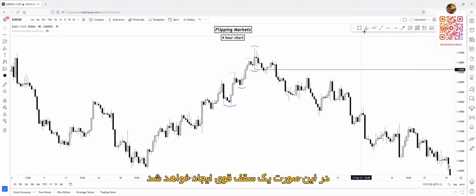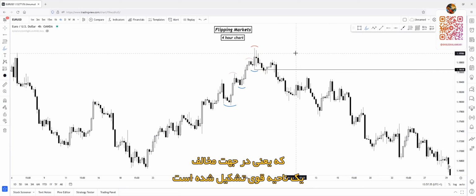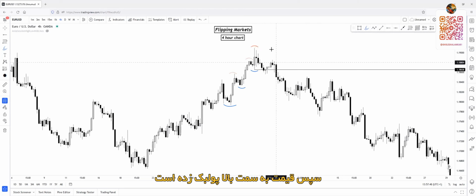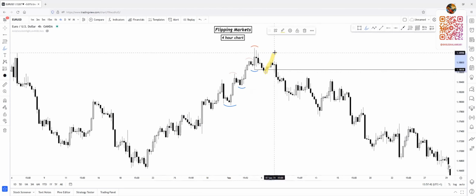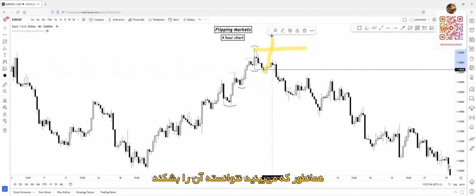Then a new strong high will be created. So as you can see, price could break below this last strong low. So this means an opposite strong zone has been created, which is a strong high. After this, price did a pullback to the upside here, but couldn't break above the last strong high, which was this one. So as you can see, it couldn't break above.